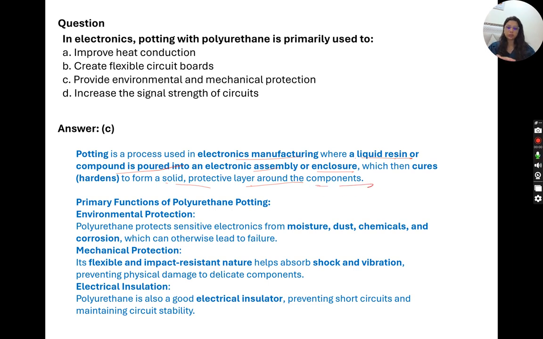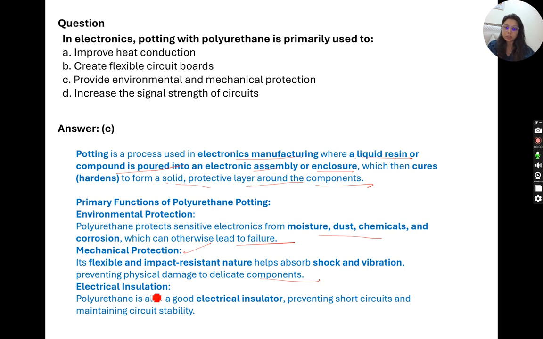So coating is a process in electronics manufacturing in which a liquid resin or a compound is poured into an electronic assembly or enclosure and then cured so that it can form a protective layer around the components. And the primary functions of these coatings are, first, environmental protection: polyurethane protects sensitive electronics from moisture, dust, and chemicals, which otherwise can lead to failure. Another one is mechanical protection: it's flexible and impact resistant, so it can absorb shocks and vibrations and prevent damage to delicate components.